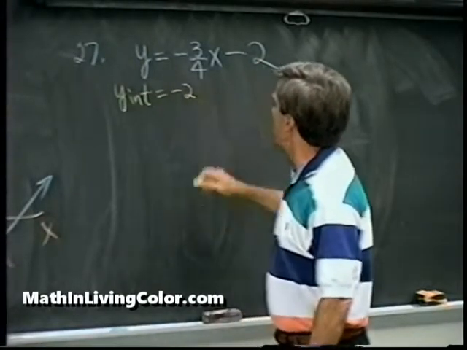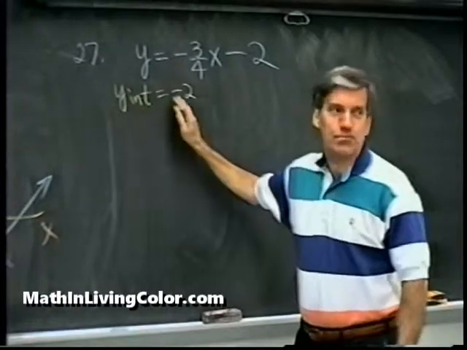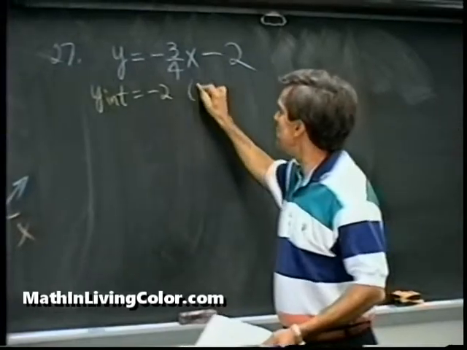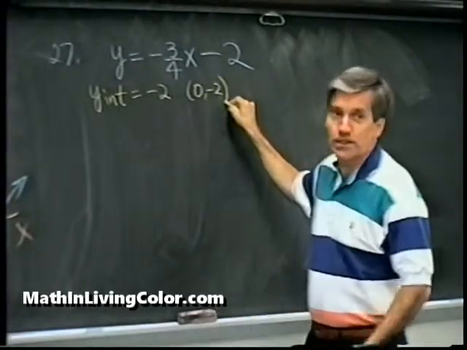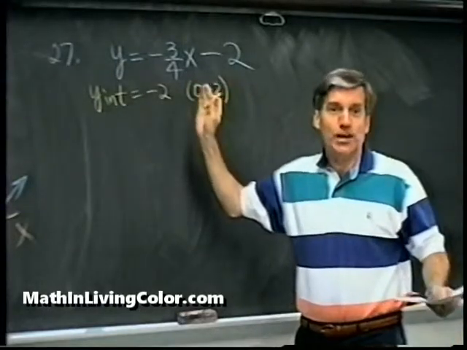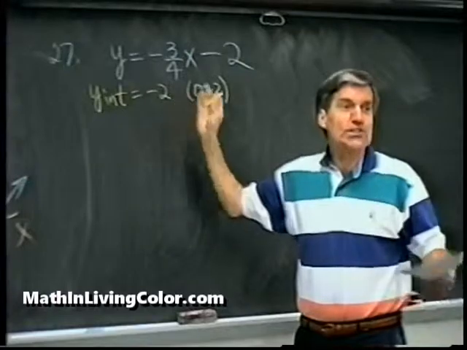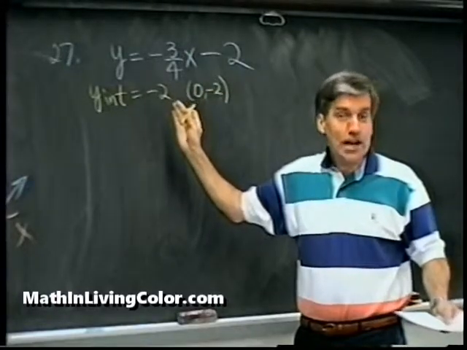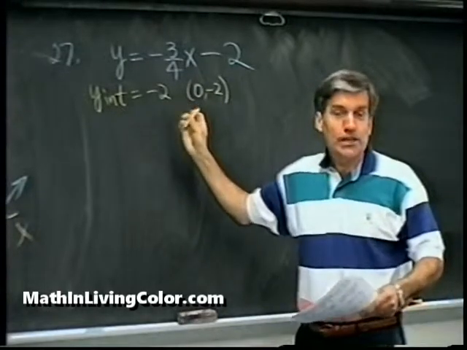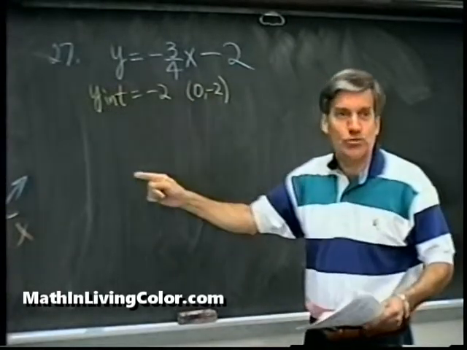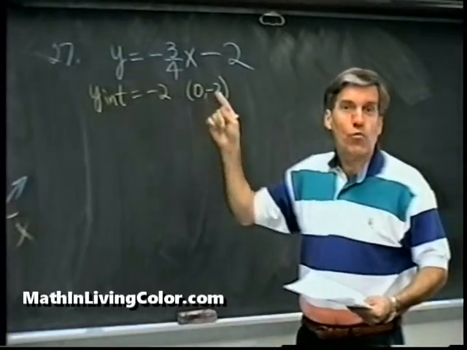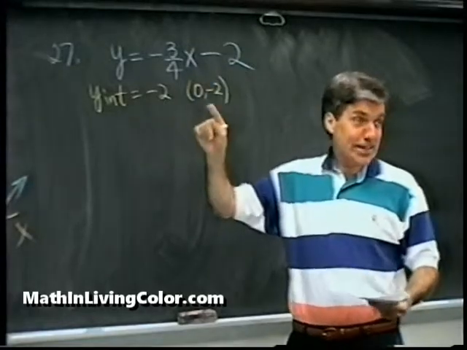Now technically, the y-intercept is the point 0, negative 2. Remember, what is a y-intercept? It's where x equals 0. And likewise, what would be an x-intercept? I haven't even told you what an x-intercept is. If the y-intercept is where x equals 0, what do you think the x-intercept would be? Where y equals 0. We're going to get to that in just a minute.